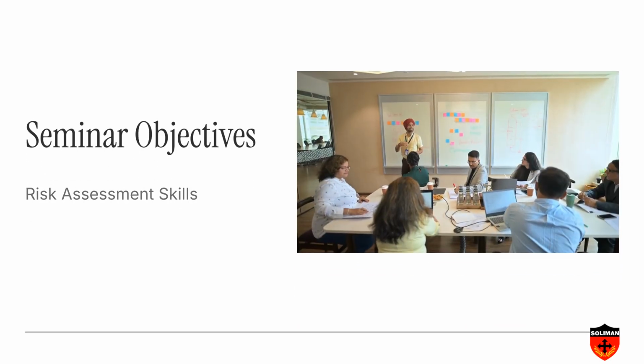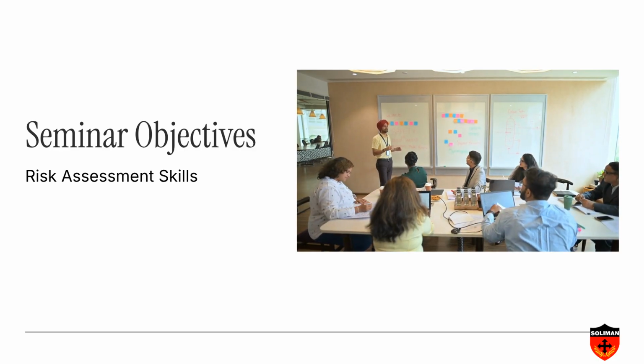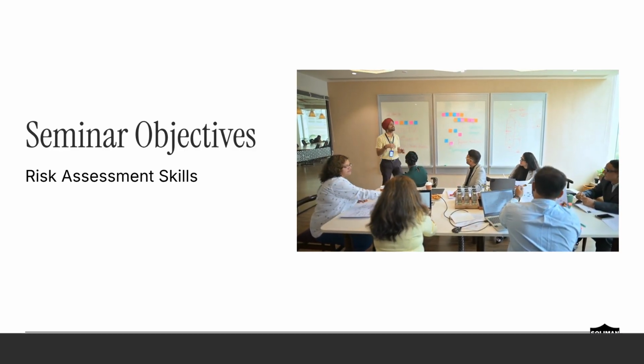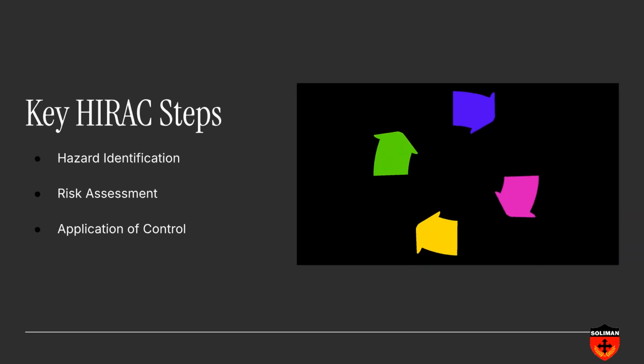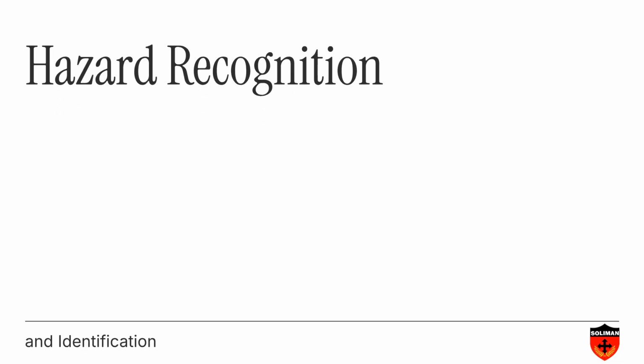By the end of this module, you will be able to perform risk and hazard assessment, evaluate the findings, and recommend effective control measures. The core of HIRAC involves 3 key steps: identifying the hazards, assessing the associated risks, and applying the necessary controls. Let's begin with hazard recognition and identification.